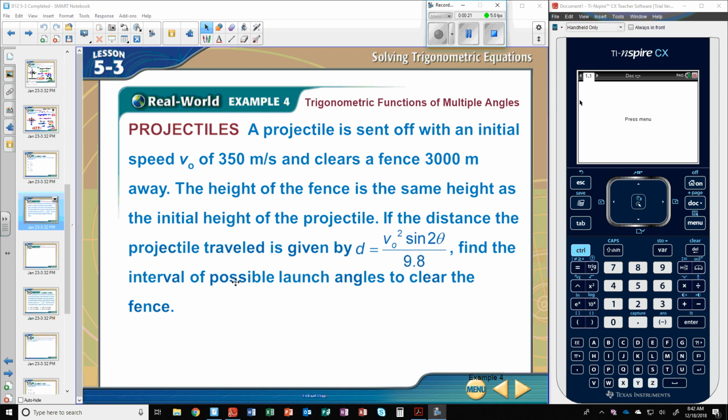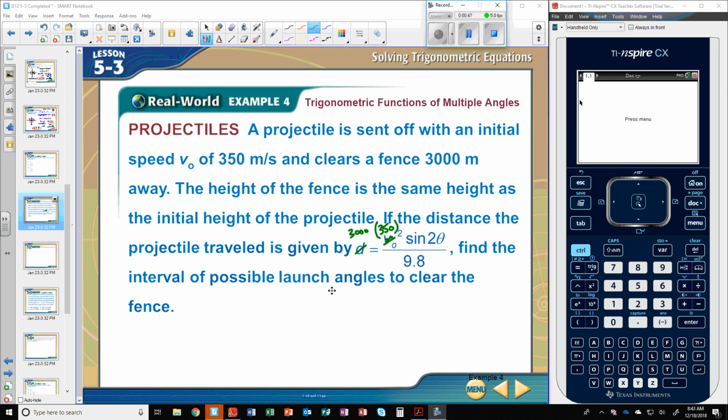Now first, as a review, this is a real-world problem, so real-world answers are going to be first quadrant, positive answers. Secondly, we could just graph this or solve it to figure out the answer. Here's what is given to me. 350 is the v sub 0 here. When I substitute this in, I'm going to put that in parentheses so I don't mess up the squared there. And the distance is 3,000.